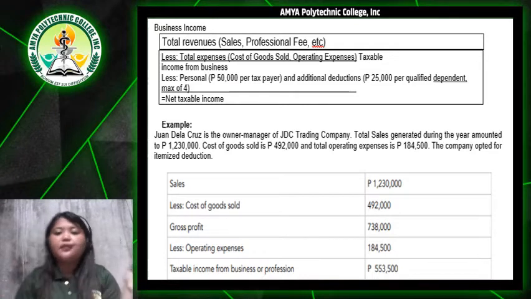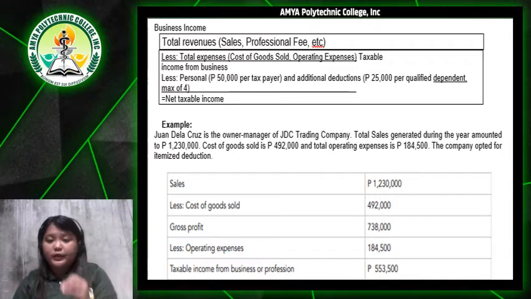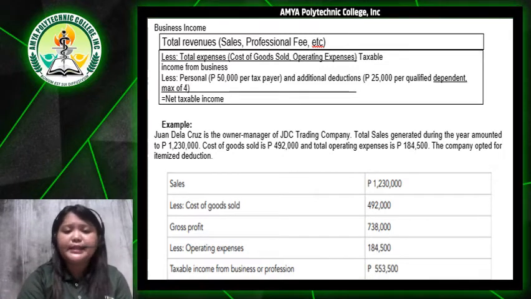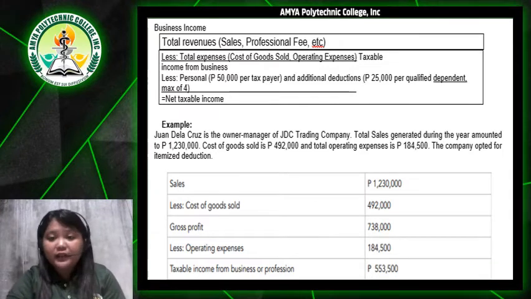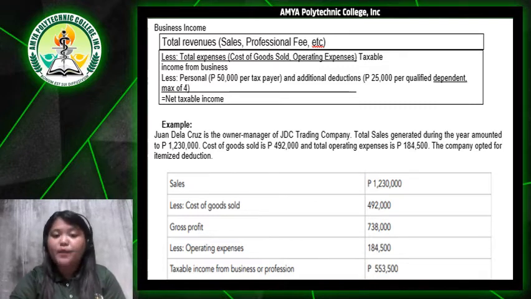So again, the sales is 1,230,000 pesos, less the cost of goods sold of 492,000 pesos, and then the gross profit is 738,000 pesos. Now, less operating expenses of 184,500. So the taxable income from business or profession is 553,500 pesos.